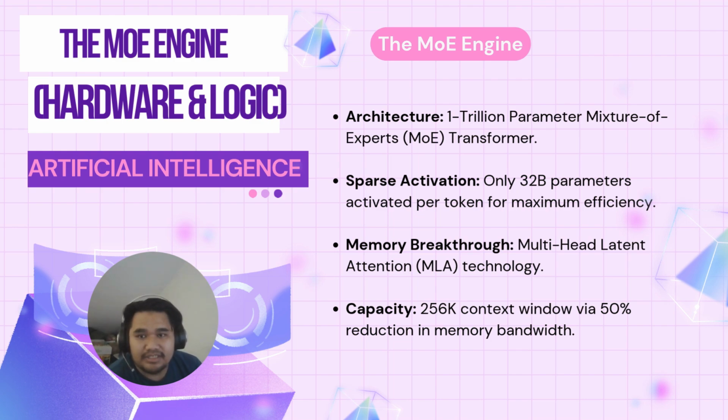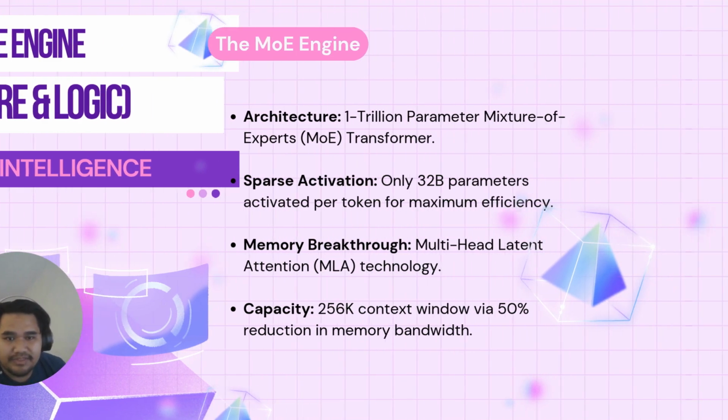Another key innovation is its multi-head latent attention technology. This allows the AI to process and remember information more efficiently, improving both speed and understanding. Kimi AI also supports a 256K context window, which means it can handle a very long conversation or document. At the same time, it achieves this with 50% less memory bandwidth, making it both powerful and resource efficient.